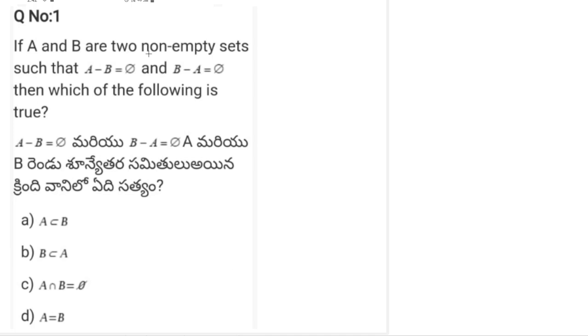If A and B are two non-empty sets such that A minus B equal to 5 and B minus A equal to 5, then which of the following is true? A is subset of B, B is subset of A, intersection B equal to 5, A equal to B.